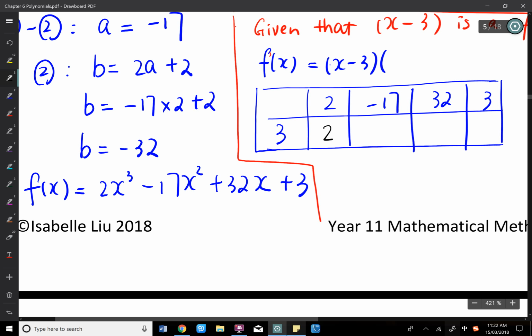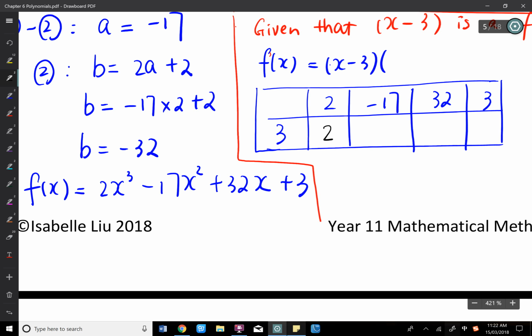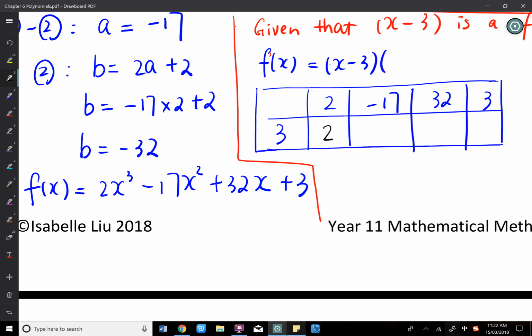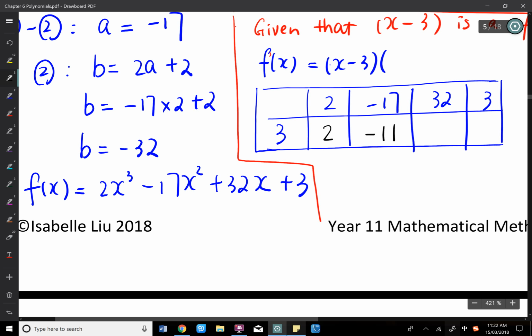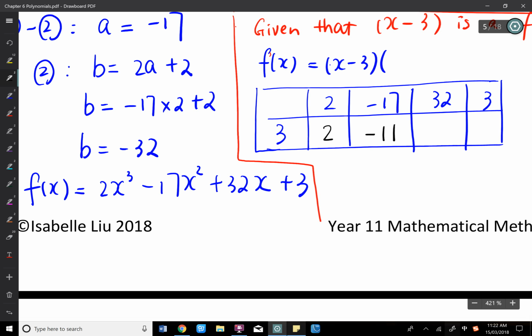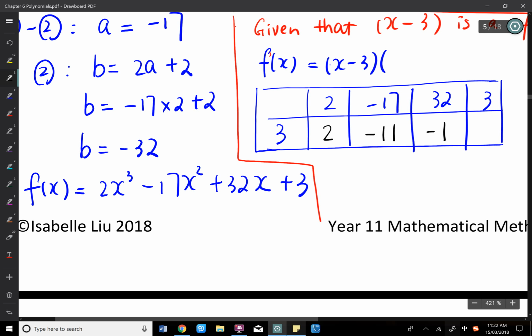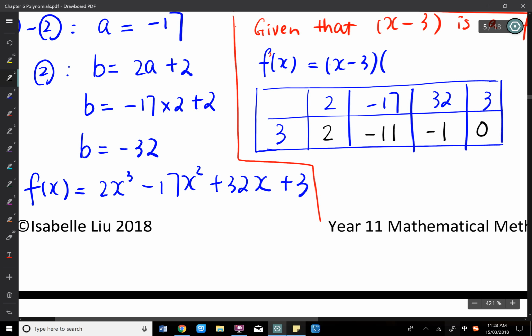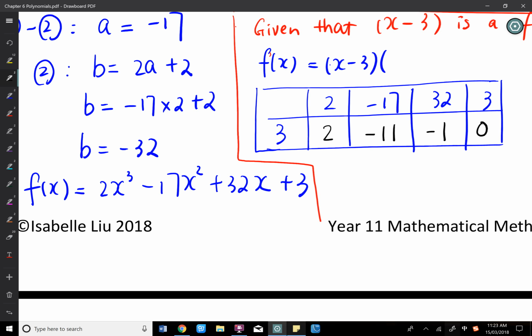Okay, we fill in this table. The first one must be the same as the one directly above it, so we have 2 there. 2 times 3 gives you 6. 6 plus negative 17 is minus 11. Minus 11 times 3 is minus 33, plus 32 is minus 1. Minus 1 times 3 is minus 3, minus 3 plus 3 is 0. So we must have a 0. If it's not 0, that means I solved something wrong before. So it's a factor, then this box must be 0.